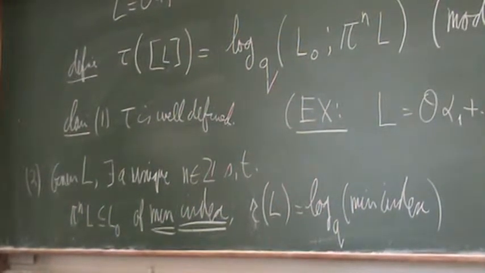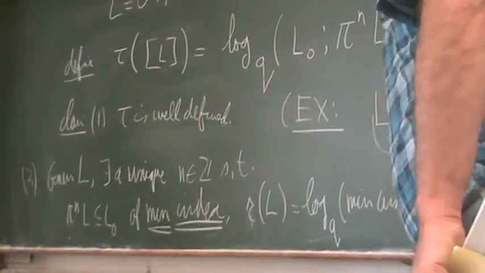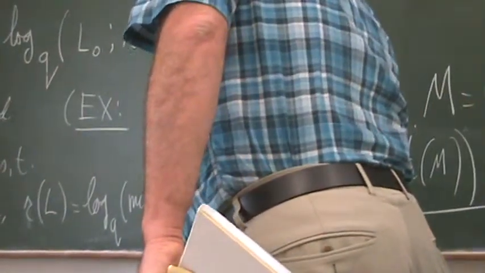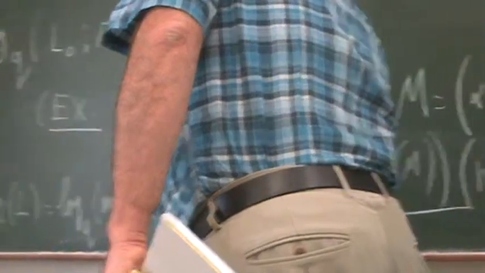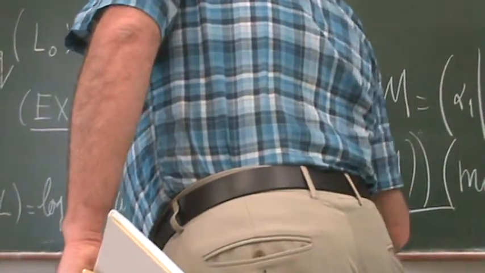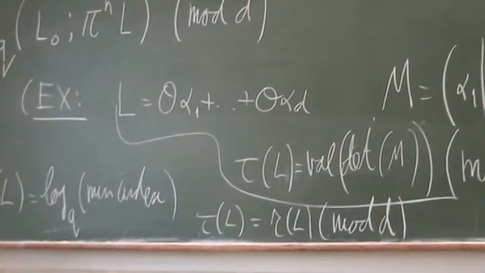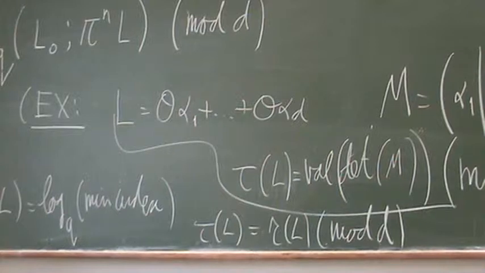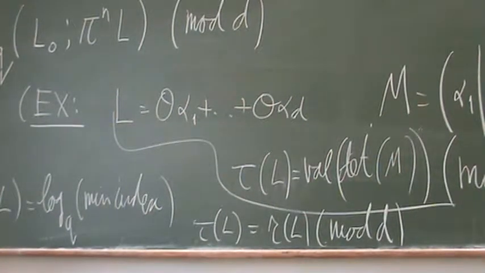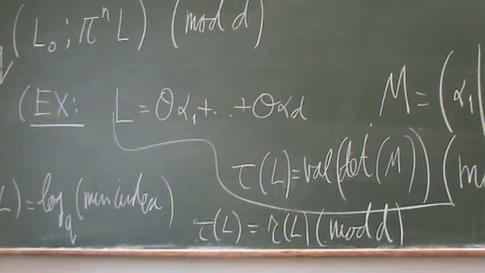And if you want, again, tau of L, of equivalent classes of L, is really R of L mod D. Right? Because that's what we said before. Before we said that you can take any representative, you can multiply it by a power of pi, to put it inside L0. It doesn't matter what you do. If you take the log of the index, mod D, this is the color. In particular, if you do it with the minimal one, it's okay.